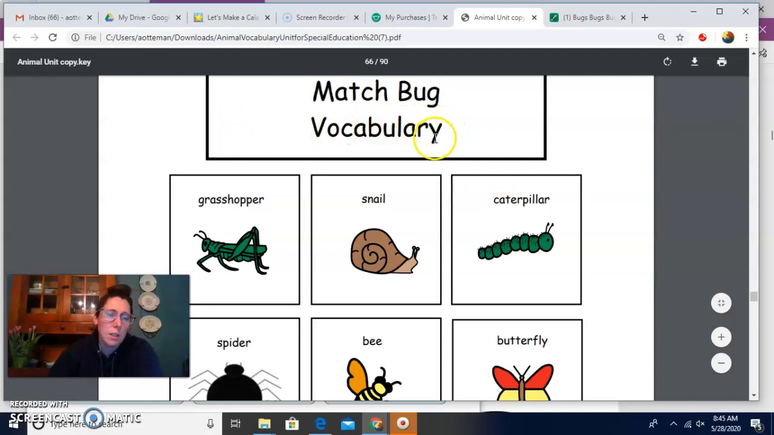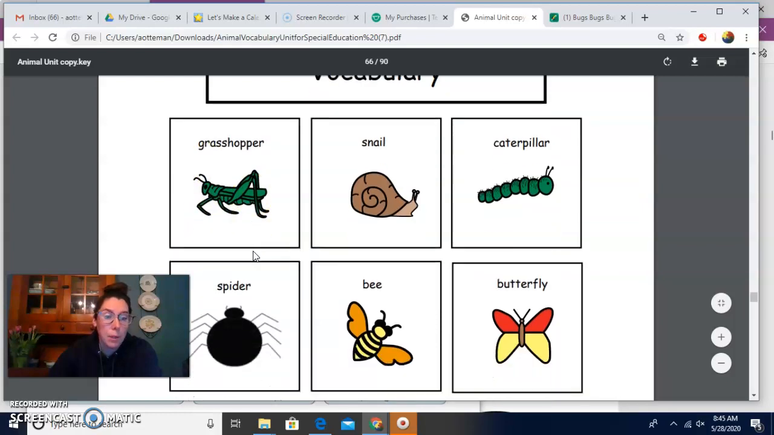All right, this says match bug vocabulary. That's a big word. It just means words that go along with the picture. So I wanted to talk about some of these bugs today, or if you can name them, okay? This one's green, it jumps. This is a grasshopper. Can you say that? Grasshopper.